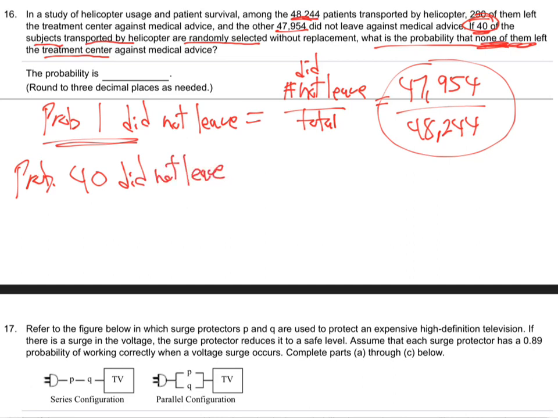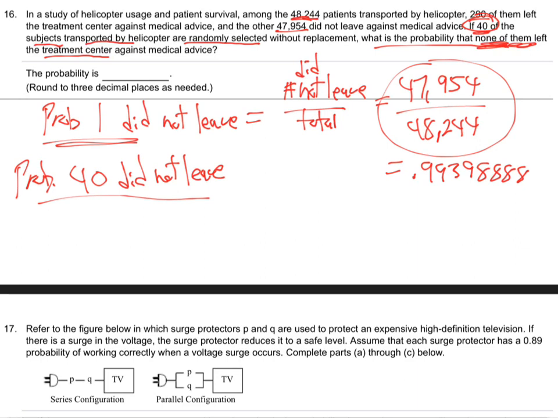Well, what that really means is, oh, actually, let me hold up and say what I'm getting here. When I divided this fraction, I'm getting 0.993988888. Anyways, that's the probability that 1 did not leave. So what's the probability that 40 did not leave? Well, what if they just asked 2? Let me just ask this question. What if they said, what's the probability that 2 in a row did not leave?